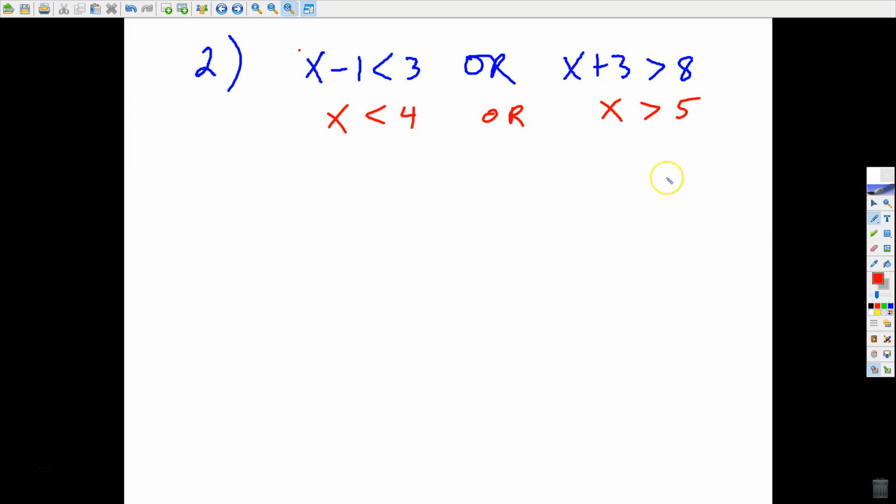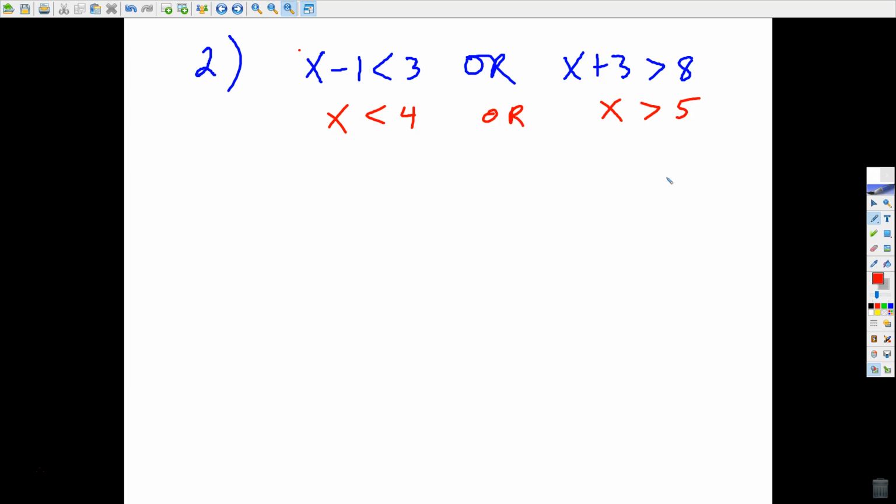And means that it would have to be both. And means I could only use numbers that are less than 4 and at the same time greater than 5. Can you give me a number that's less than 4 and greater than 5? Don't think so. There aren't any numbers that are both less than 4 and at the same time greater than 5. So if this were an and statement, it would be no solution.